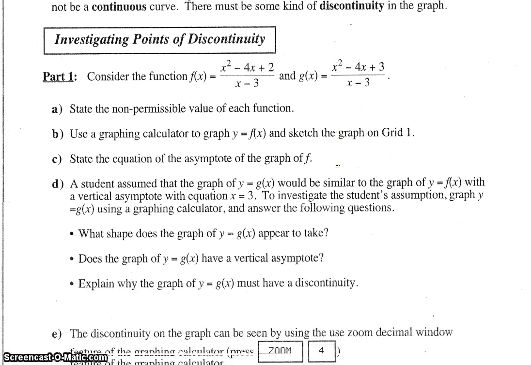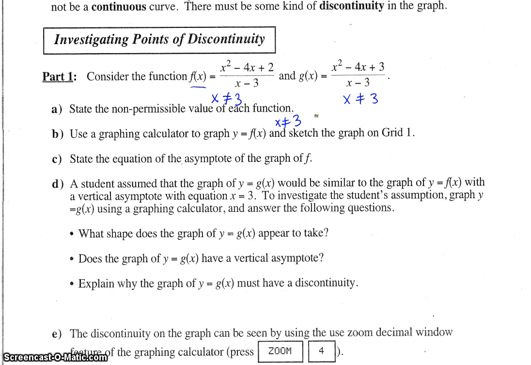We have two functions here. Consider the function f of x equals x squared minus 4x plus 2 all over x minus 3, and g of x equals x squared minus 4x plus 3 all over x minus 3. State the non-permissible value of each function. So for this one, x cannot equal... what value would cause the denominator to be 0? That would be 3. Basically set that to 0 and solve for x. Here, x cannot equal, again, 3. So they both have the non-permissible value of x cannot equal 3.